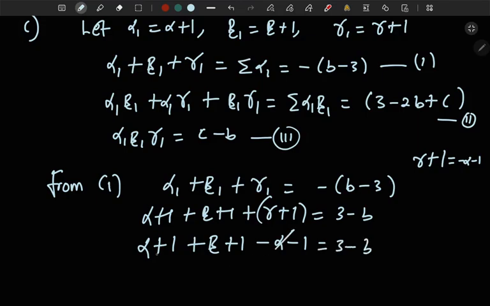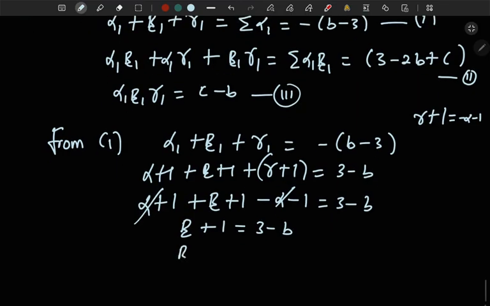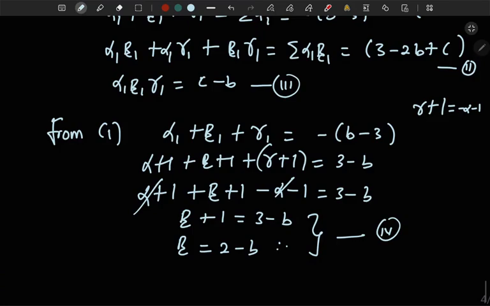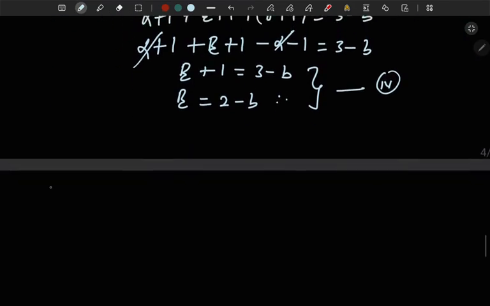Okay, so of course this takes this, then you have B plus 1 equals 3 minus B, then eventually you obtain B equals 2 minus B, or we can still leave it as either of the two. So let's call this equation 4. Okay, now from equation 2, what do we have there?